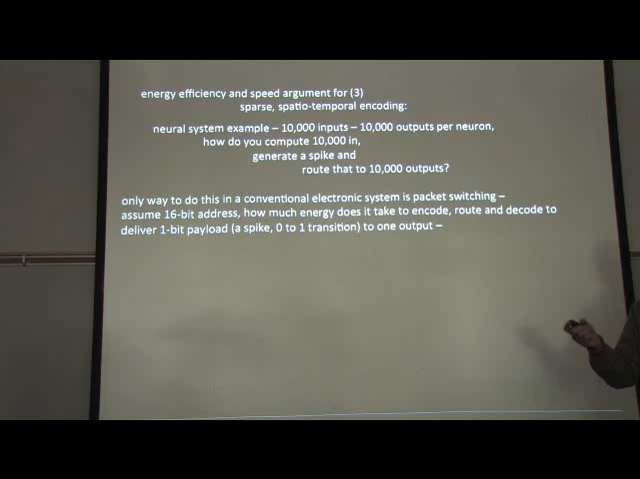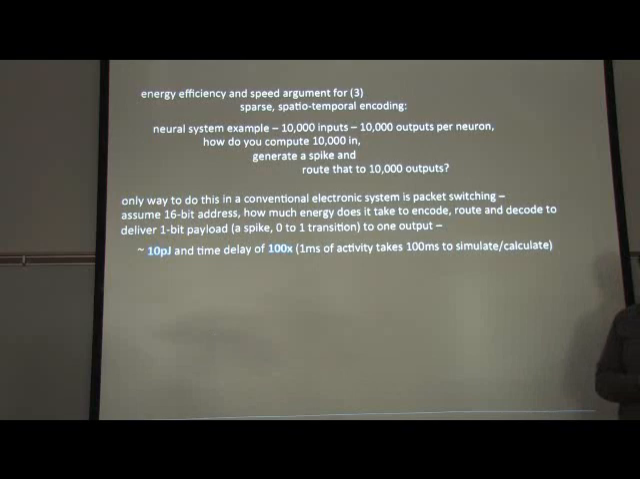So the conventional electronic way of doing it is you do address schemes. So you take 16 bits that will represent the 10,000 inputs, and then you have another 16 bits to represent what the output addresses are. Take those inputs in, do your calculation, and then deliver that one bit of information, basically a 0-to-1 transition, which is the spike, with those 16-bit address overhead, basically. It takes on the order of tens of picojoules for that function, just taking the inputs, doing the calculation, and delivering that one bit of information out to 10,000 other outputs.